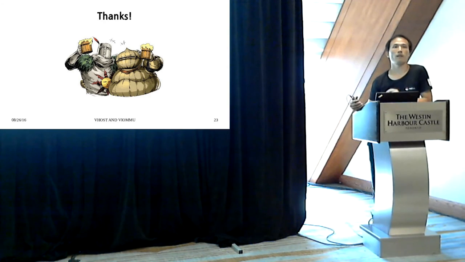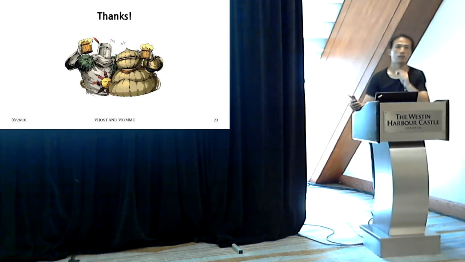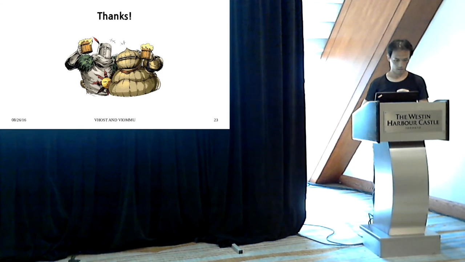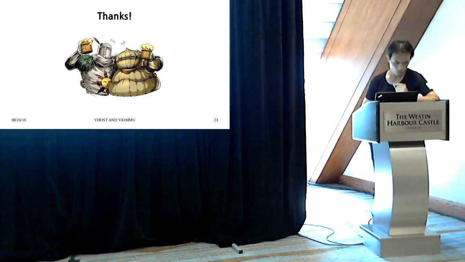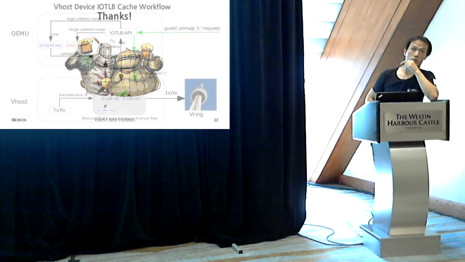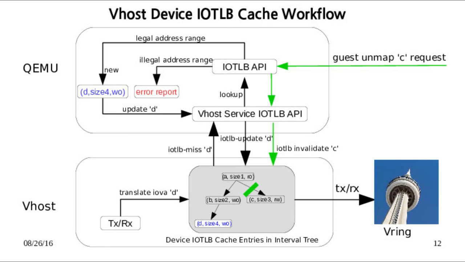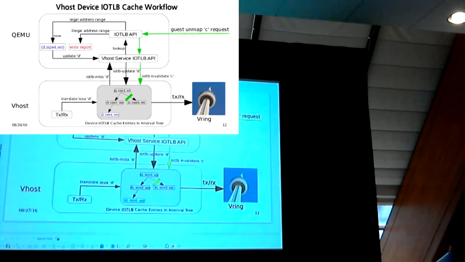Okay, I see. Another thing is, you mentioned you implement ATS. For the invalidation part, do you consider having ATS a security problem? Because when you have ATS, the device doesn't have to go through the IOMMU translation, so it can just go directly to its IOTLB. Yeah, sure. Actually, we can see from this figure. Here, we should validate all the address range before we translate it for the vhost kernel. So I think it's safe.